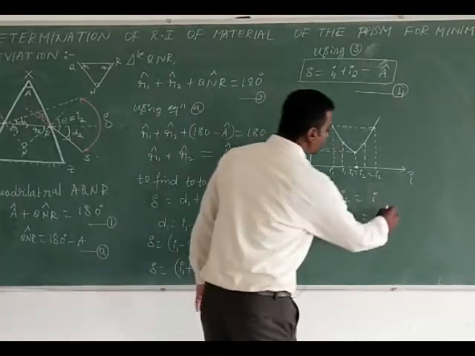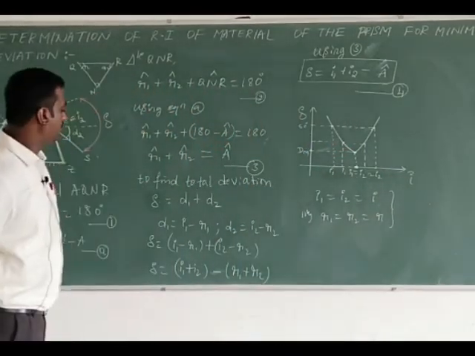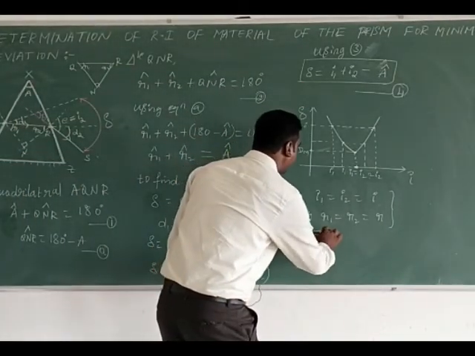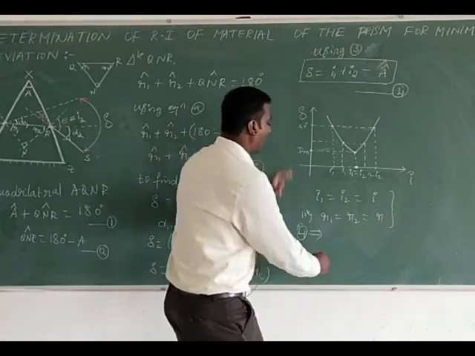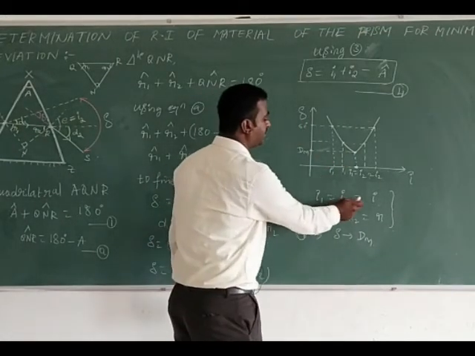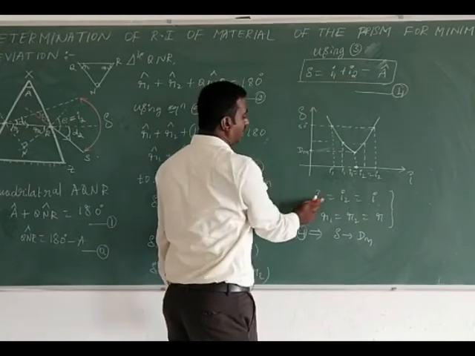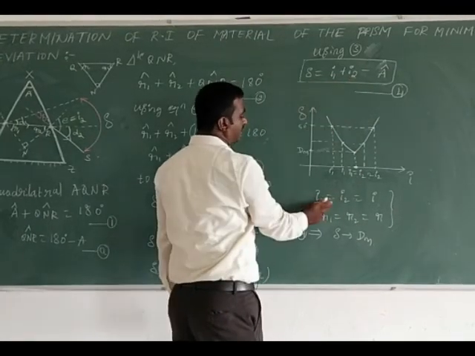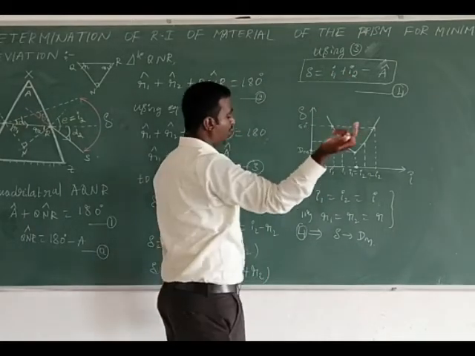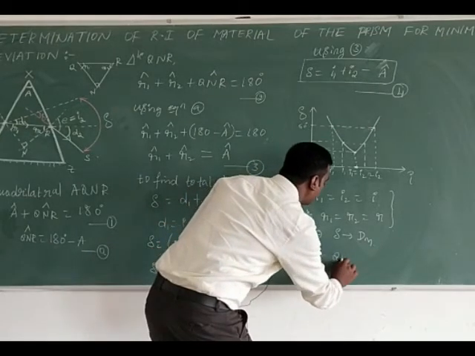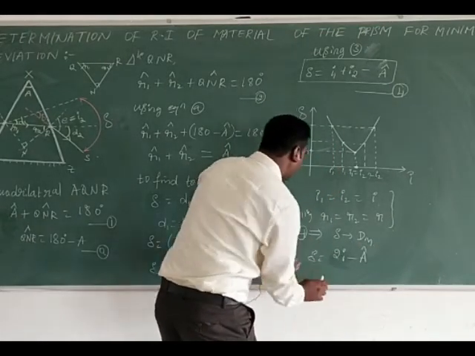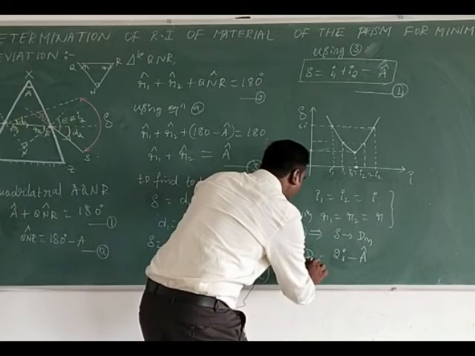By using this relationship, look at equation number 4. Here D is replaced by the minimum deviation Dm. At minimum deviation I1 is equal to I2 which is equal to I, so I1 plus I2 means I plus I, which is 2I. So the deviation becomes 2I minus A. This is the minimum deviation formula, Dm.